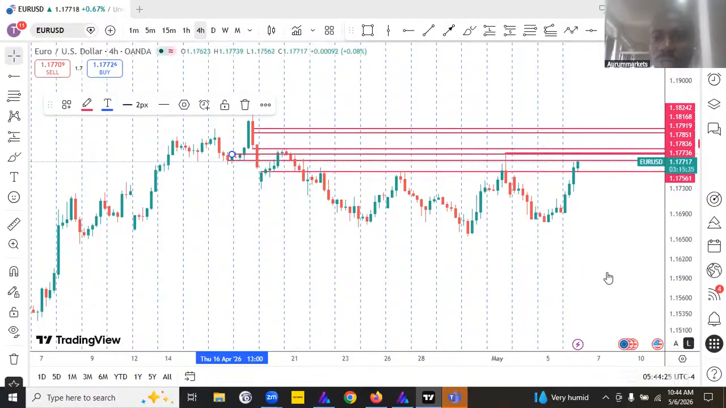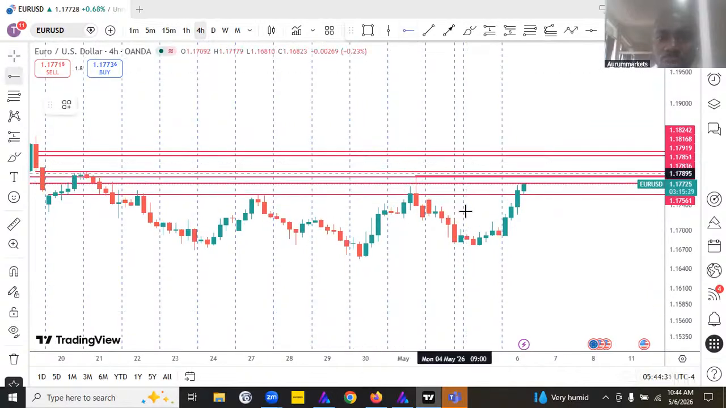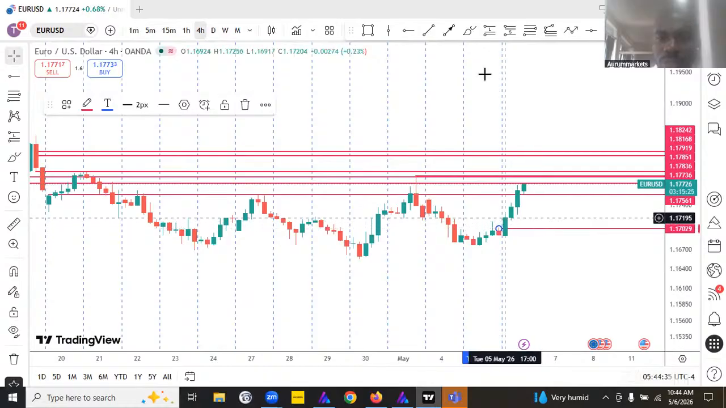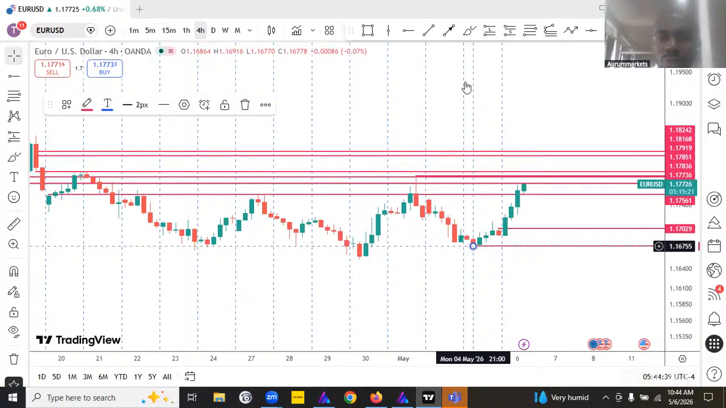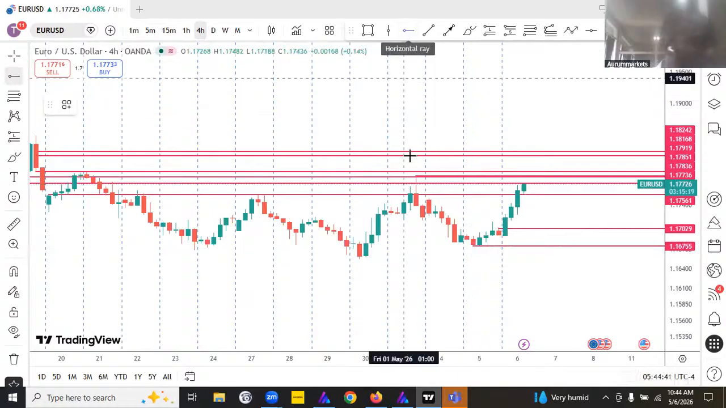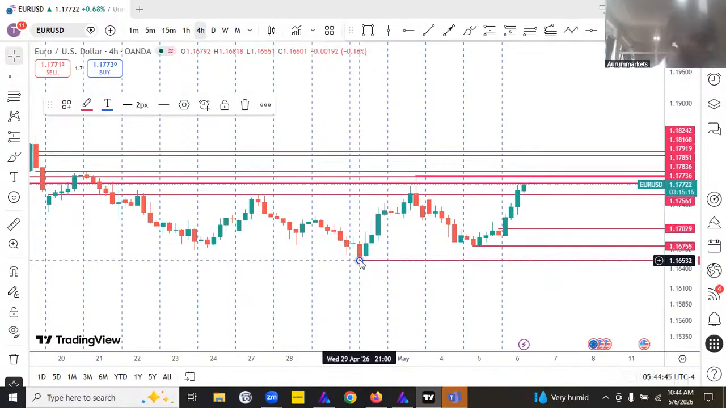And if I'm going to sell Euro USD, my first target will be this fair value gap. Next target will be this relative equal low. Then the next will be this. Those are my targets for Euro USD.